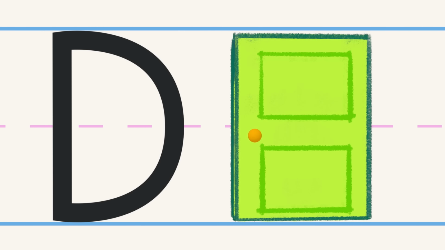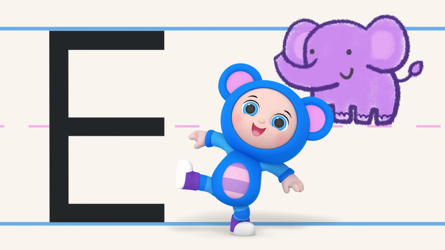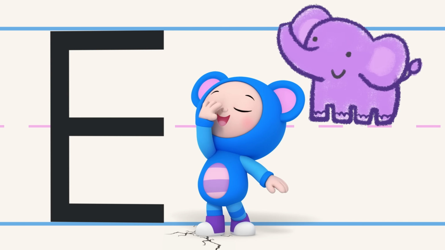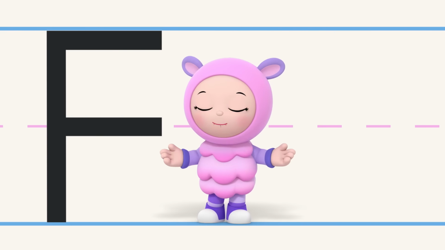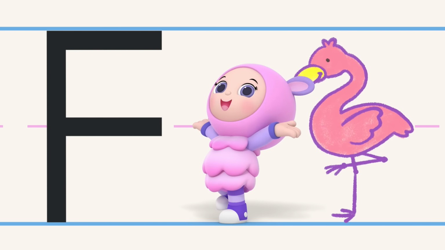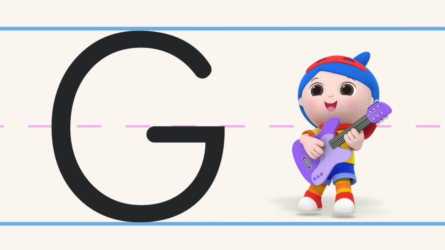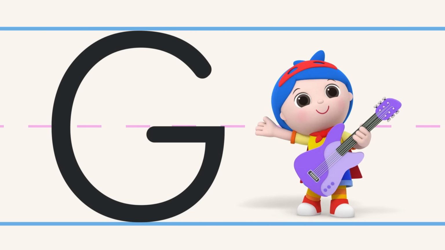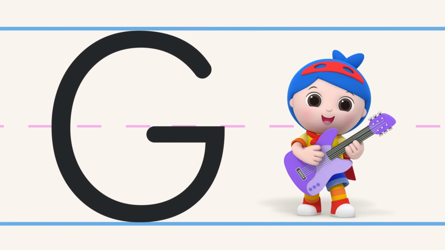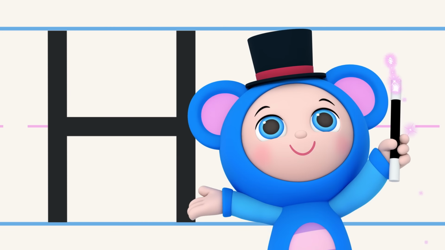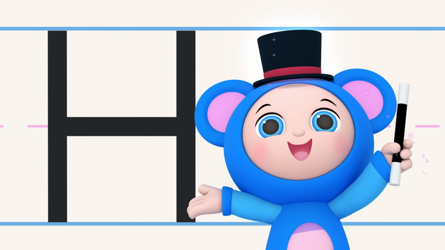Door. E, elephant, stomp like an elephant. F, flamingo, stand like a flamingo. G, guitar, strum a guitar. H, hat, put on a hat.